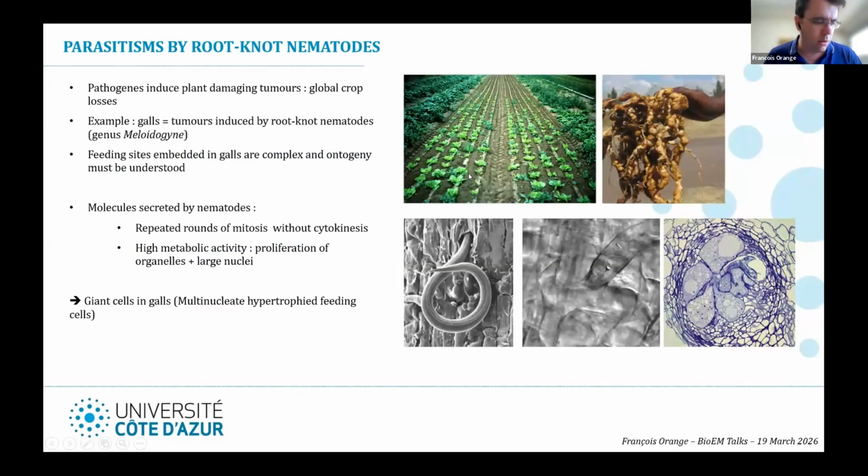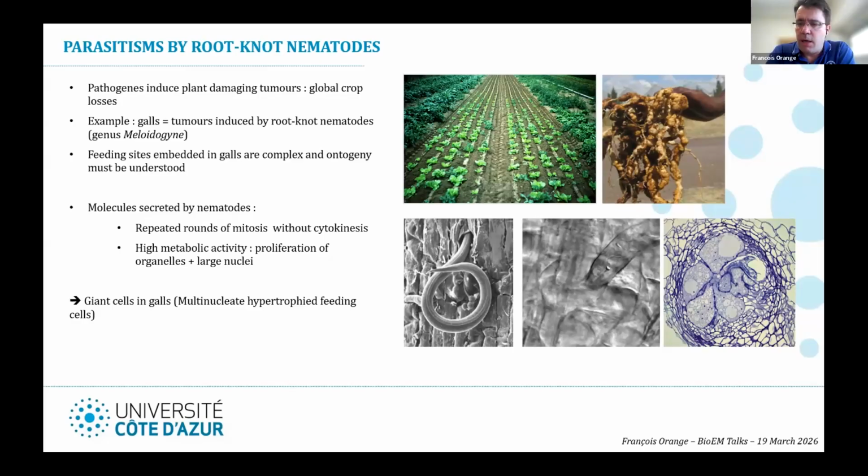So a quick word about the background. We have some pathogens which induce plant-damaging tumors in plants, which cause global crop losses. For example, on the top right, you have a picture of galls, some tumors induced by root knot nematodes, small worms that penetrate the roots and will feed on what they find within these roots.